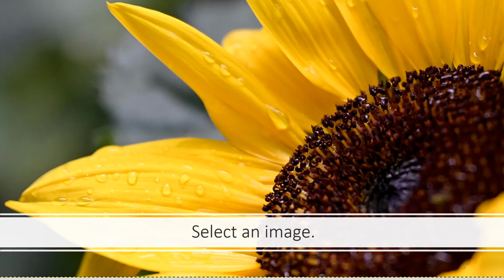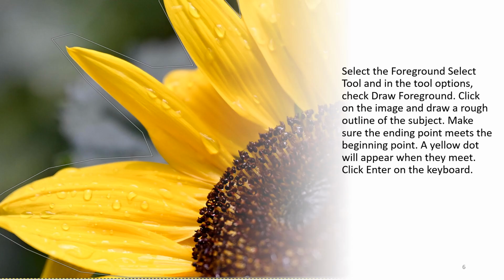Select an image. Select the Foreground Select tool and in the tool options check Draw Foreground. Click on the image and draw a rough outline of the subject. Make sure the ending point meets the beginning point. A yellow dot will appear when they meet. Click Enter on the keyboard.